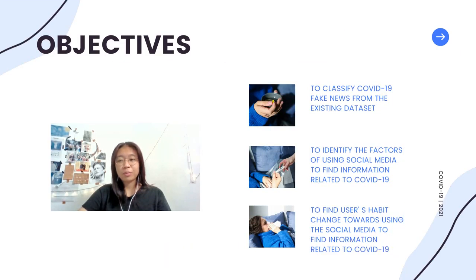The objectives of this project are first, to classify COVID-19 fake news from the existing dataset. Second, to identify the factors of using social media to find information related to COVID-19. And third, to find users' habit change toward using social media to find information related to COVID-19.